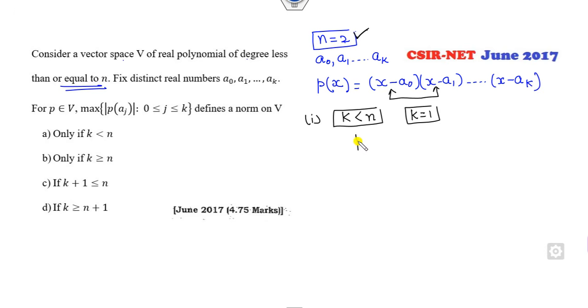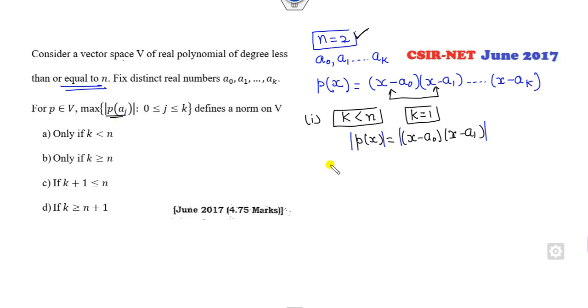So this p of x will be my (x minus a0)(x minus a1), so that is only the first 2 elements. Then the maximum of this defines a norm. Can you say this defines a norm? That is, the absolute value of this defines a norm. Yes. Can you say it's a norm or not? How can you prove that, if k is less than n?